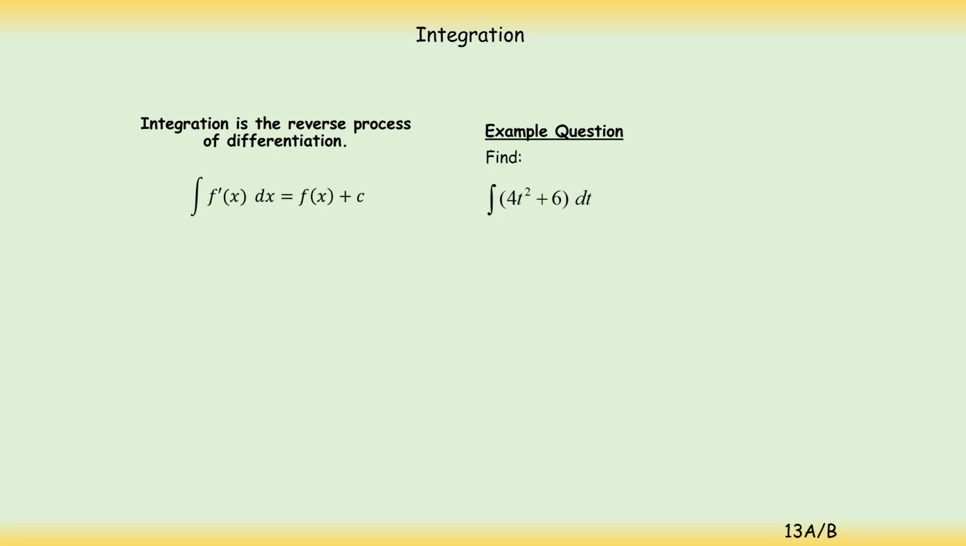Right, in this example we're integrating with respect to a different parameter, t. So, integrating 4t squared plus 6, with respect to t, we increase the power by 1, so that's giving us 4 over 3t cubed plus 6t plus c, and that's job done.